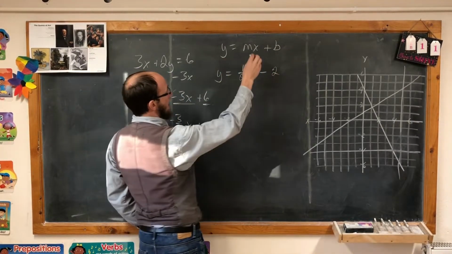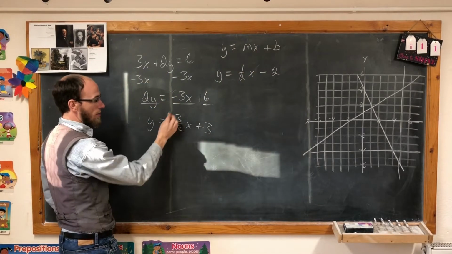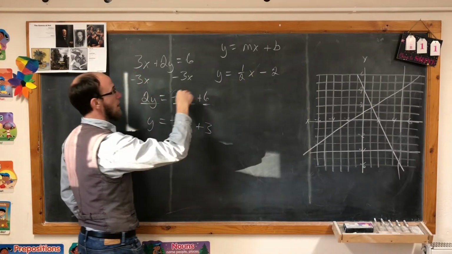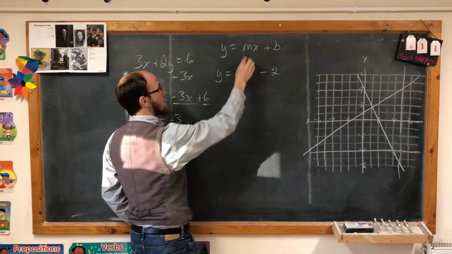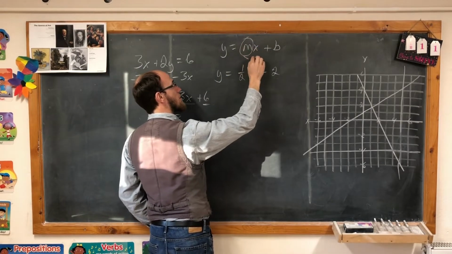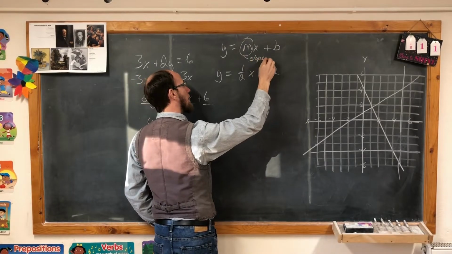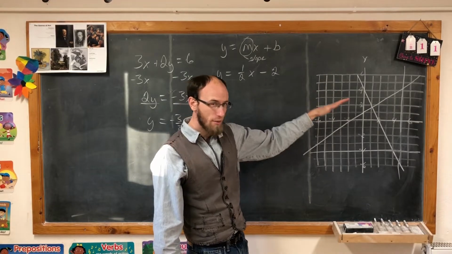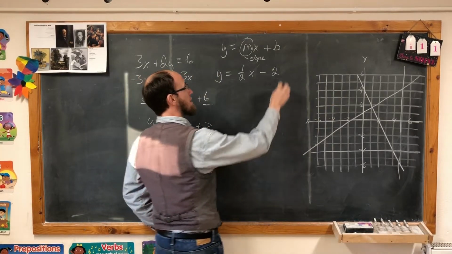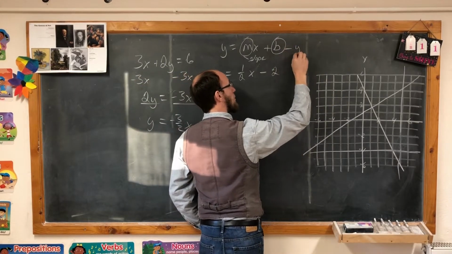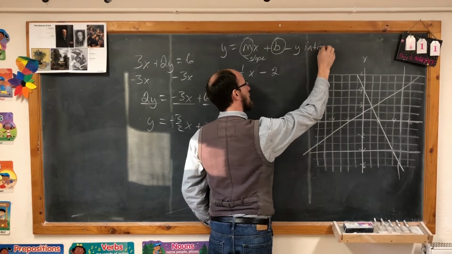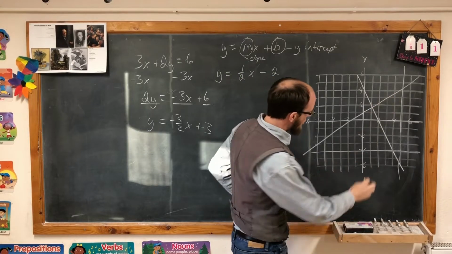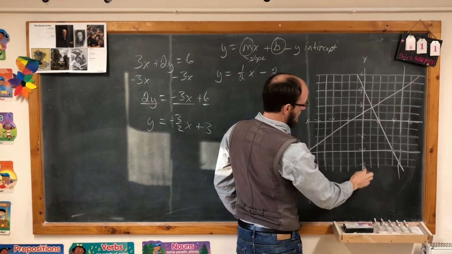Now, this m, the coefficient of x, here it's negative 3 over 2. Here it's 1 over 2. It's possible that it could be any number. This m, the coefficient of x, is the slope of the line. That's the angle, the slope of our line on the Cartesian plane. And this b is the y-intercept. That's where this line crosses over the y-axis.